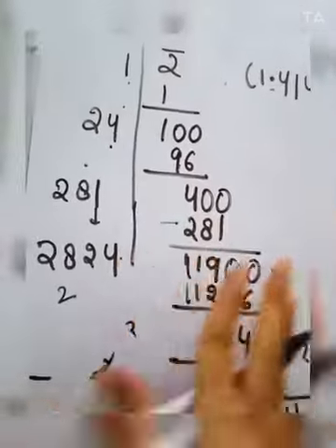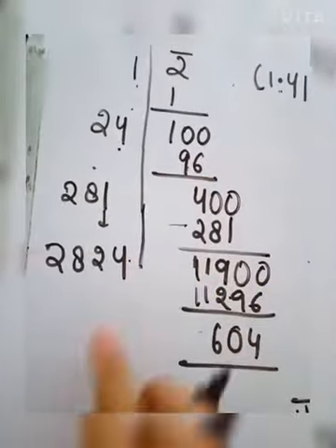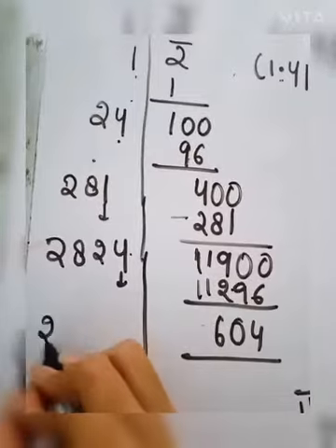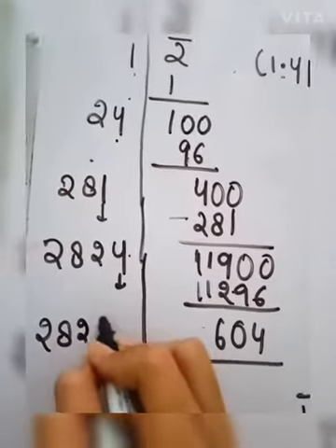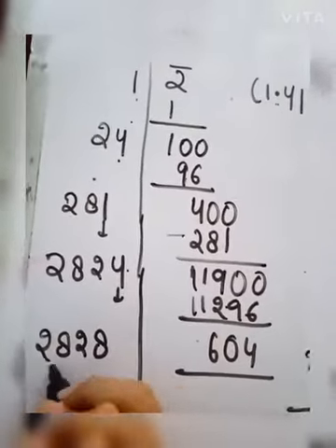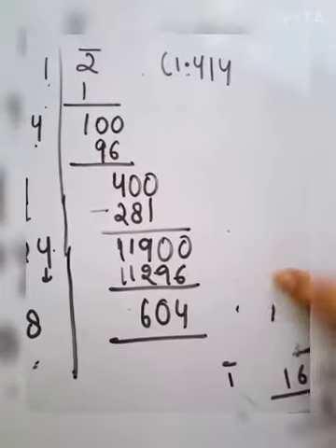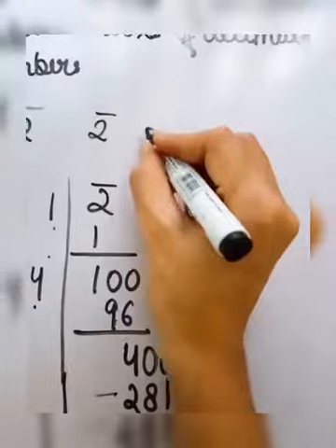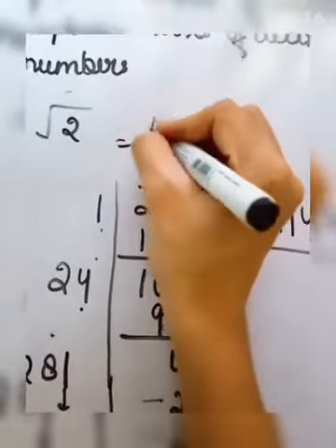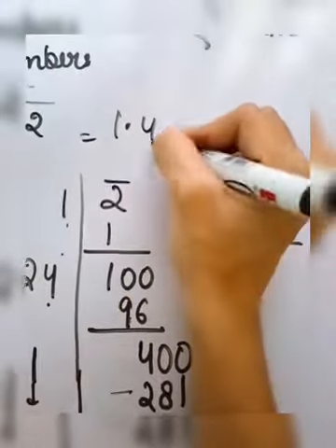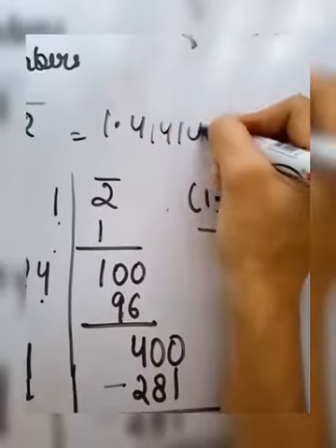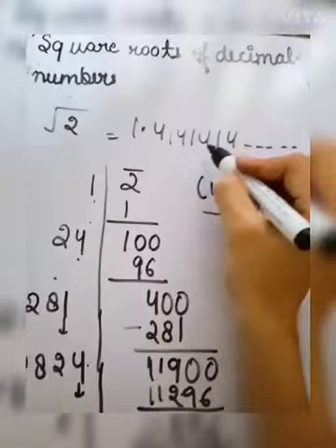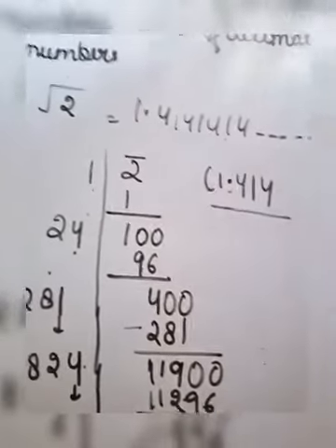Now again, do the double of this last digit. It will be 2828. See here, when you solve it further, you will get this digit. So square root of 2 will be 1.4141414 and so on. If you solve this further, you will keep on getting 14141414.